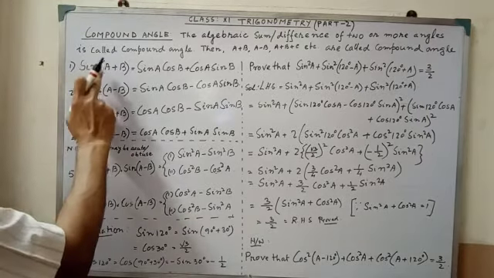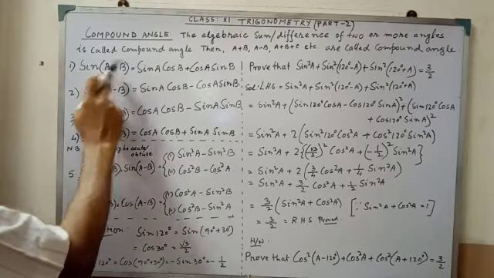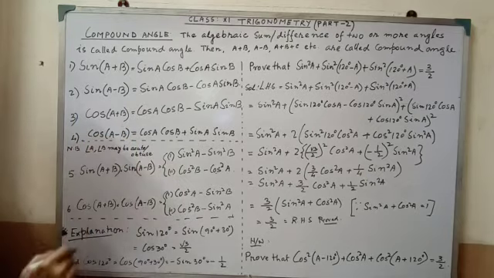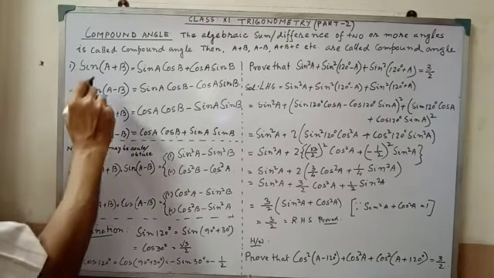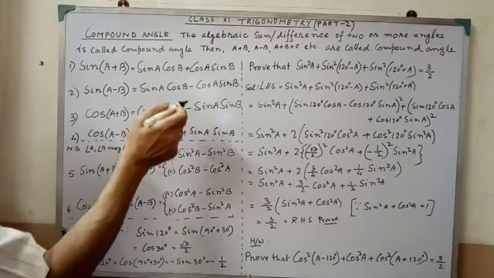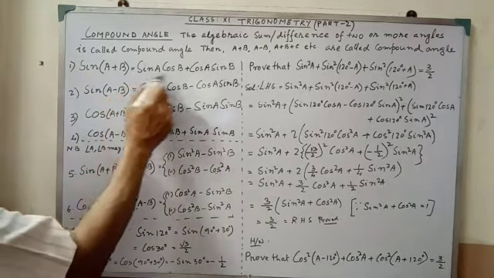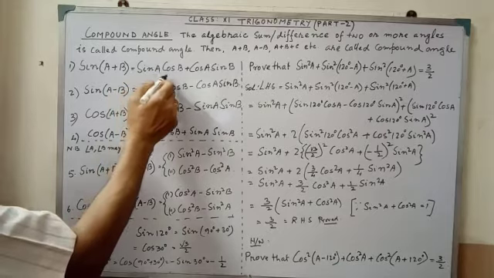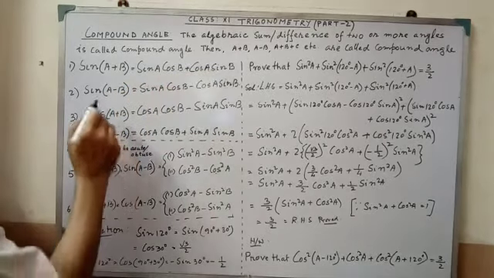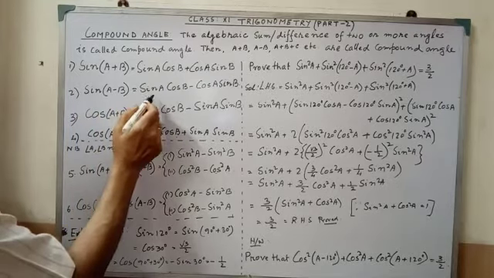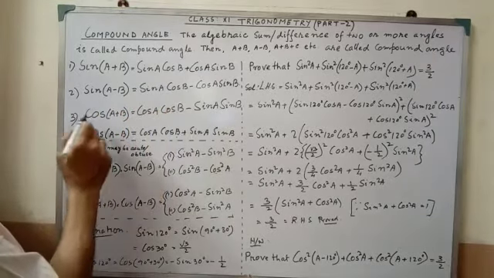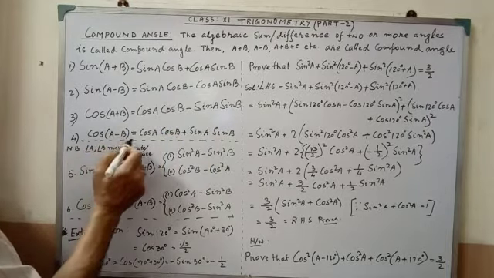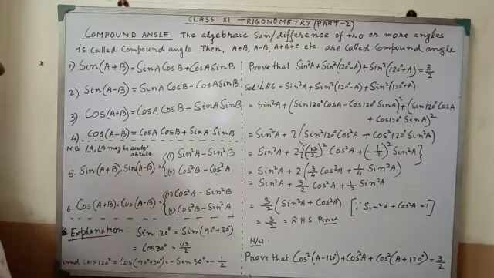That is sin(A plus B), sin(A minus B), cos(A plus B), cos(A minus B). The proof is given in the book. Here we will discuss the results. Sin(A plus B) equals sin A cos B plus cos A sin B. Similarly, sin(A minus B) equals sin A cos B minus cos A sin B. Cos(A plus B) equals cos A cos B minus sin A sin B, and cos(A minus B) equals cos A cos B plus sin A sin B.